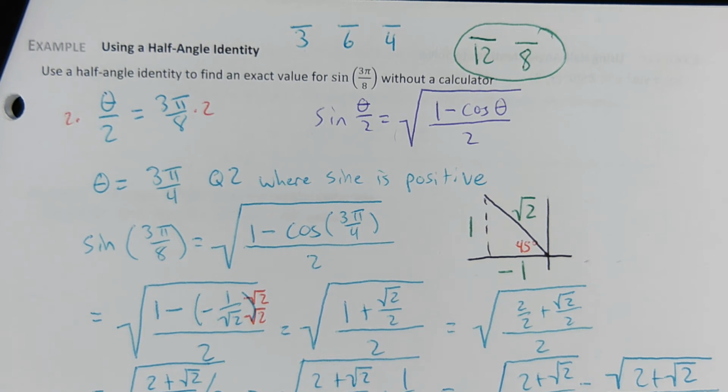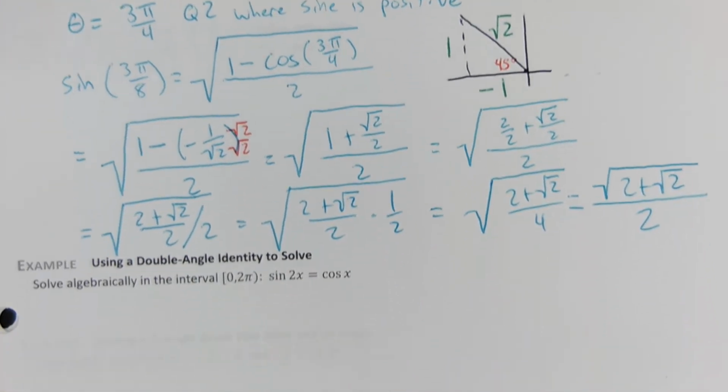Because the test isn't going to say use a half angle identity, use a sum or difference identity. It's just going to say evaluate, or it's just going to say prove. And you go, okay, well, the only way I can prove this is with a half angle identity or a double angle identity or sum or difference identity. Good question.